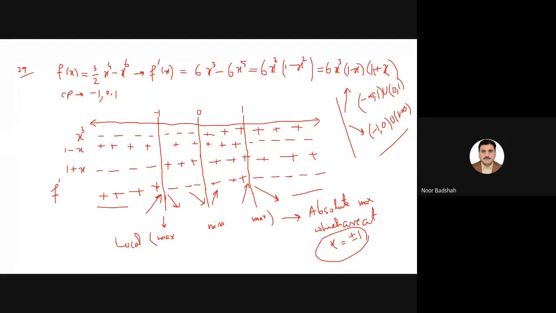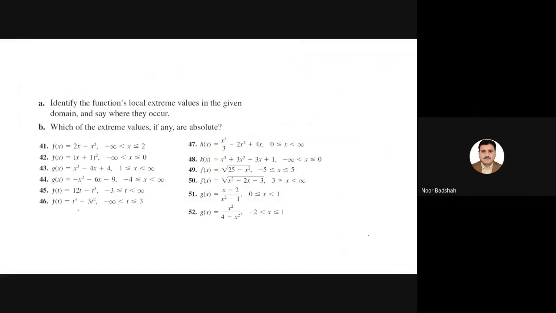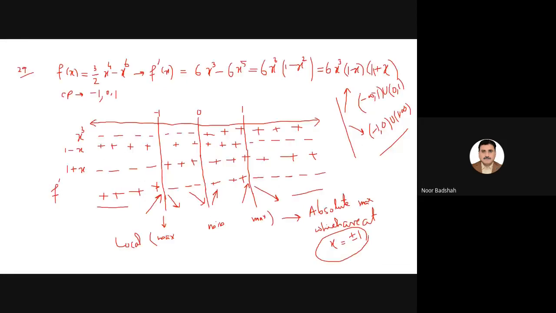If you are having different values at x equal to 1 and minus 1, in that case, the maximum value will be the absolute maximum. Whichever of the two values is bigger will give you the absolute max. Let's suppose if it was 2 at x equal to minus 1 and 3 at x equal to 1, you would say the absolute max is at x equal to 1, the bigger value. Is it clear?